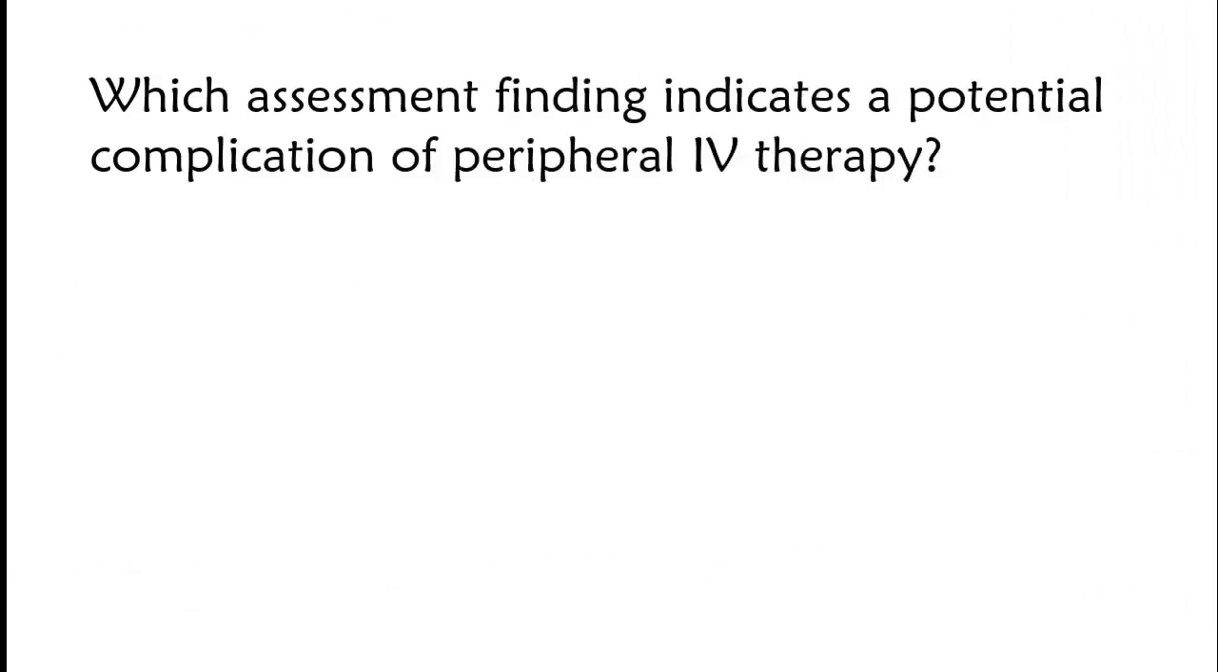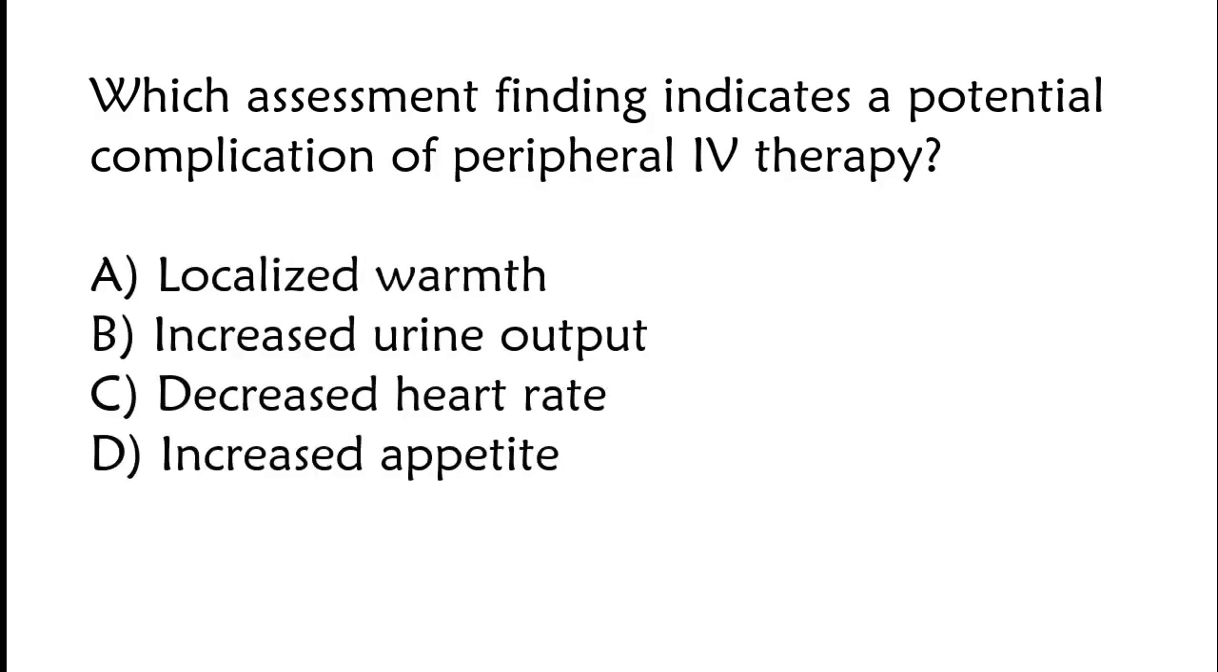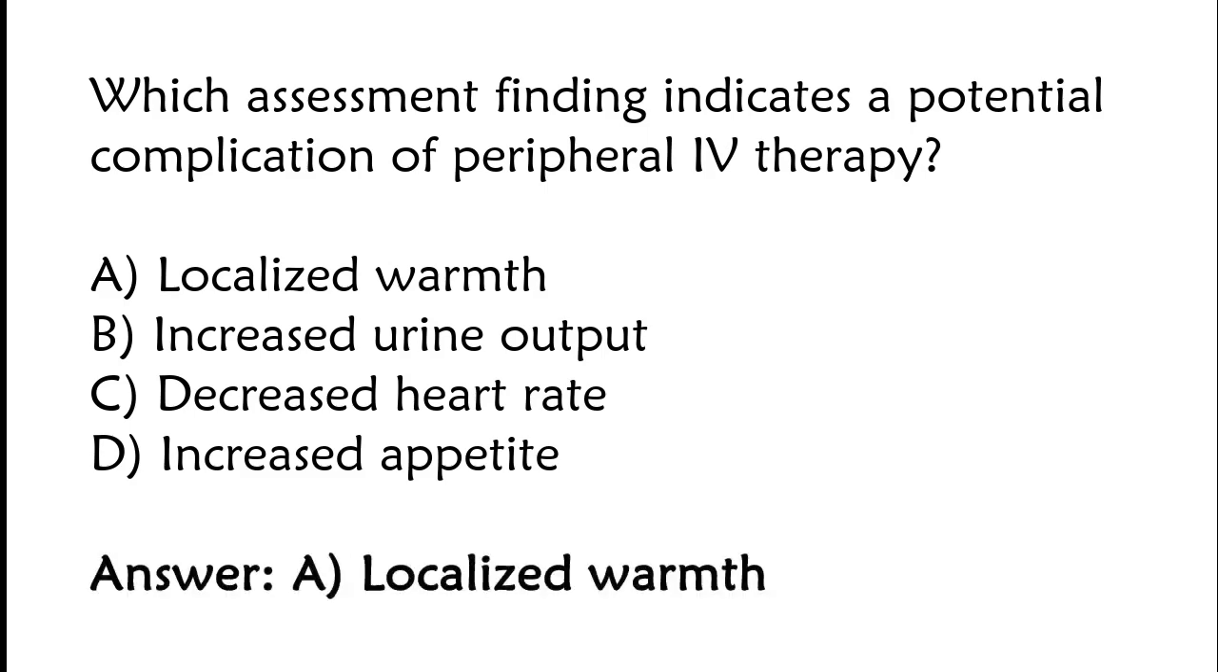Which assessment finding indicates a potential complication of peripheral IV therapy? Localized warmth, increased urine output, decreased heart rate, increased appetite. The correct answer is option number A, localized warmth.